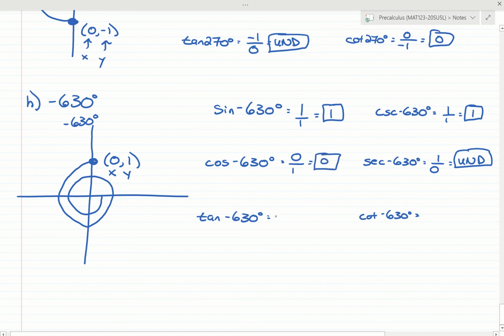And then for tangent, tangent is the y value divided by the x value, which is undefined here. And for cotangent, the reciprocal would be 0 over 1, which is just 0.